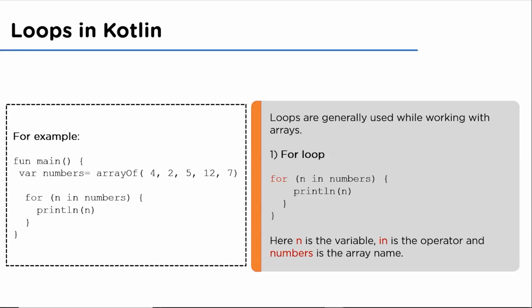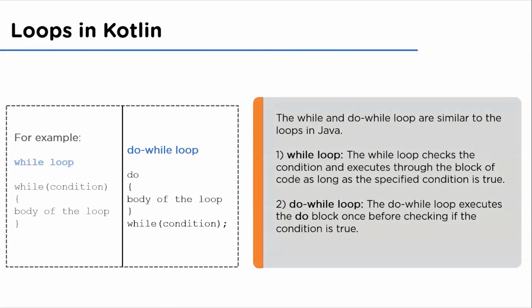Now, let's understand while loop and do while loop. Both these loops are similar to the loops in Java. The function of the while loop is it checks the condition and executes the block of code as long as the specified condition is true. And the do while loop executes the do block once before checking if the condition is true, which means the loop will execute at least once even if the condition is not true.